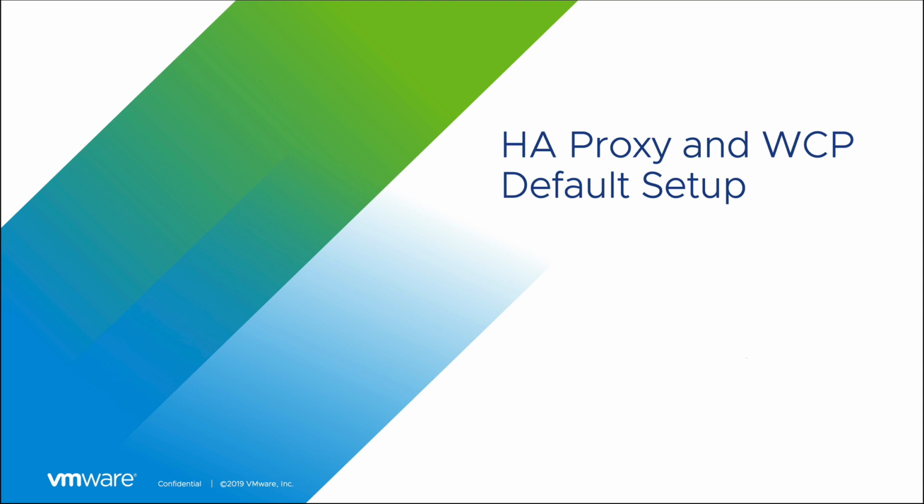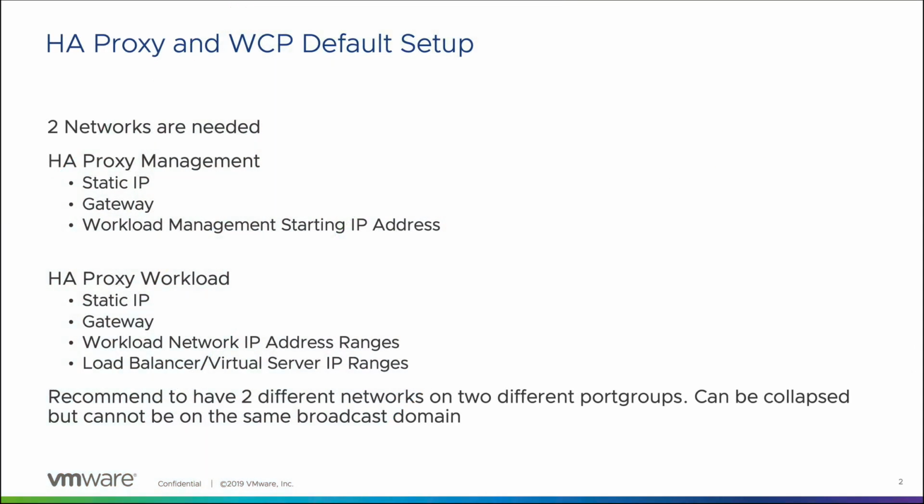To understand the complete setup, let's take a look at the network architecture. There are multiple configurations for HA Proxy, but this video and configuration will show how to use two networks with a default configuration. Two networks are needed for the management and the workload address spaces. Each needs its own static IP and gateway for the NICs on the HA Proxy VM, and we also need a range of IP addresses that will be allocated to the supervisor cluster, Tanzu Kubernetes Grid cluster virtual machines, and the load balancers. The caveat is to make sure that the networks are not on the same broadcast domain.